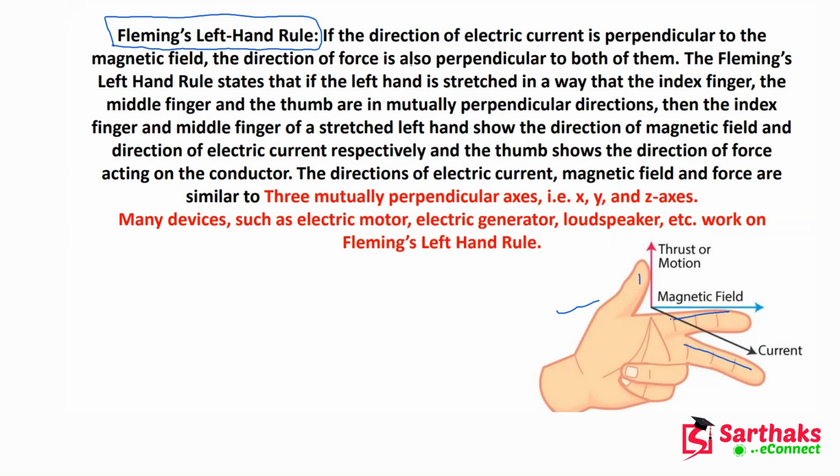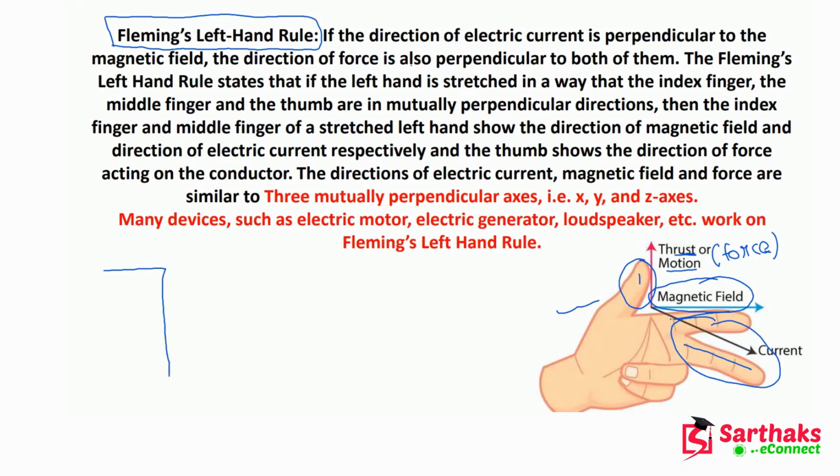Now, if you keep your index finger in the direction of magnetic field, and if you keep your middle finger in the direction of current, then your thumb will be showing the direction of motion, or you can say thrust. Or it simply means it is talking about force. So your thumb will be showing the direction of the exerted force. Now I hope, guys, you might not be able to understand it, so let me give you an example.